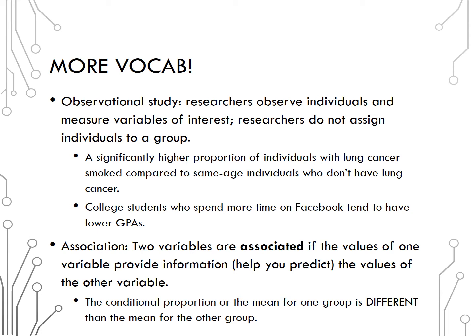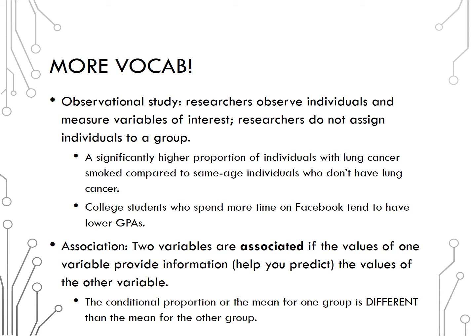In these examples, note that we cannot assign whether someone smokes or not. That would be unethical. So we merely observe the two groups of people. And with the Facebook example, again, we would not assign how often the students were on Facebook. That is just something we would record about the student, making this an observational study.